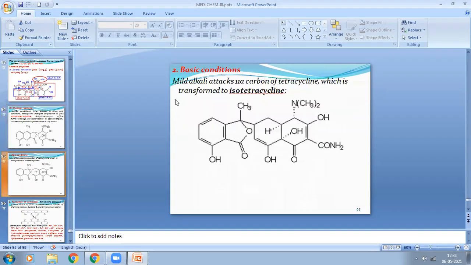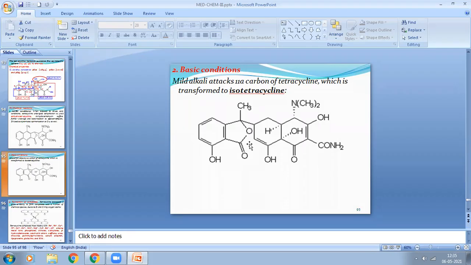Next, for basic condition, mild alkali attacks the carbon of tetracycline, which transforms to isotetracycline. You see here, this is the structure of isotetracycline. Means in mild alkali solution, the tetracycline undergoes intramolecular rearrangement to form the isotetracycline. This is the structure of isotetracycline.